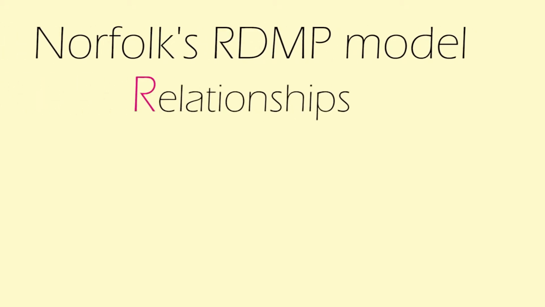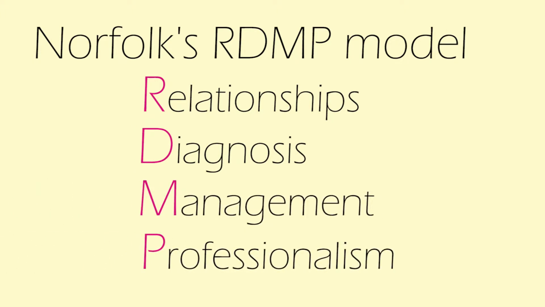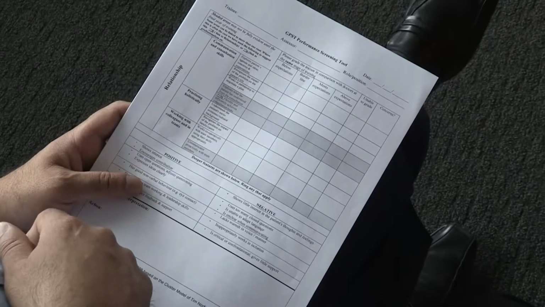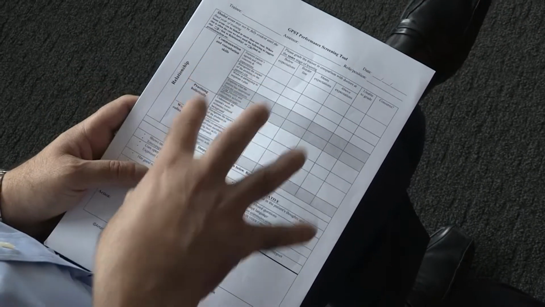No, I haven't. So basically, Tim Norfolk's RDMP model is based on 4 discrete domains of the MRCP competency framework. And that relates to relationships, diagnostics, management and professionalism. If you look at the form that we've got, you'll see that you have relationships, and then the communication, practicing holistically and working with colleagues, and then subsections, which are word pictures of each of those competencies.